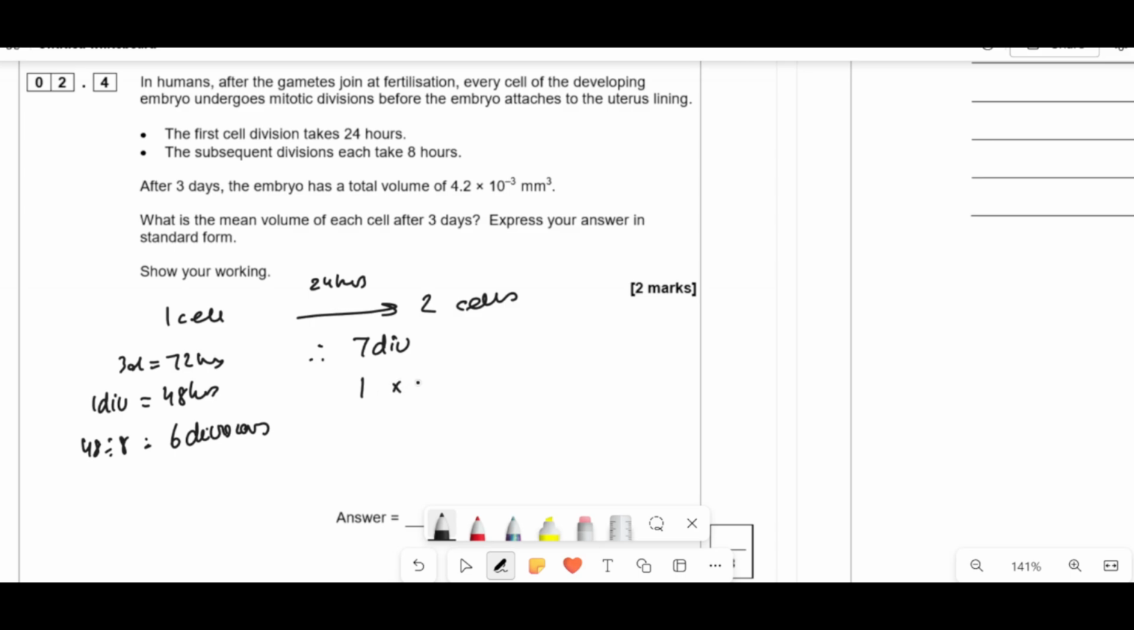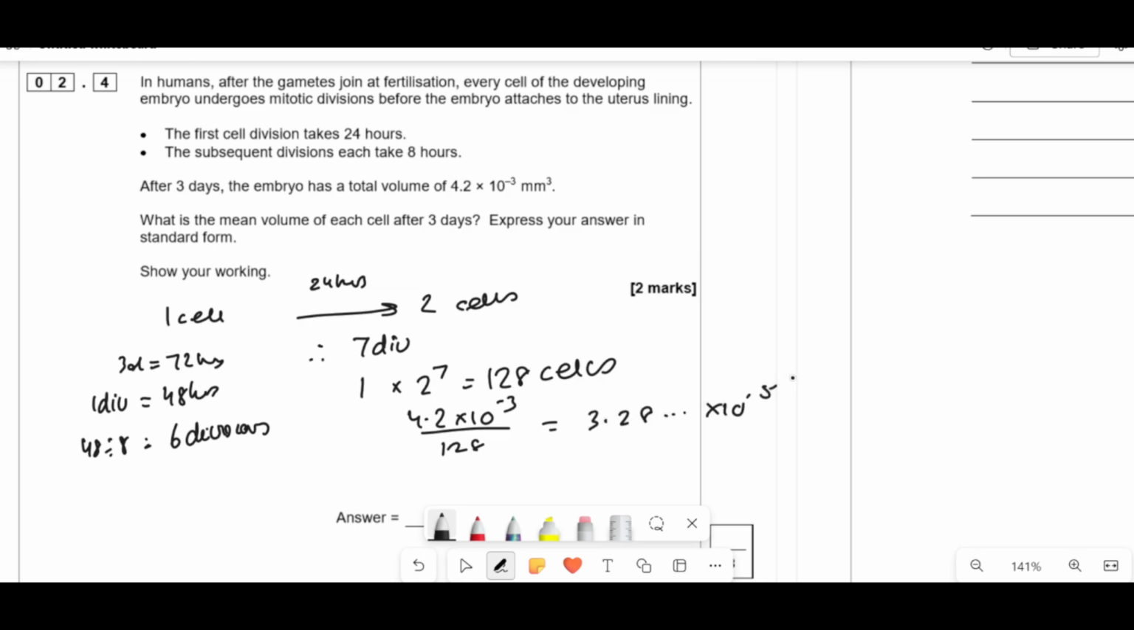So it's going to be 1 times 2, that's your first division, times 2 times 2 times 2. So it's 1 times 2 to the 7, which gives you 128 cells. So the volume is going to be 4.2 times 10 to the minus 3 divided by 128. 4.2 times 10 to the minus 3 divided by 128 gives you 3.28 and so on, times 10 to the minus 5.